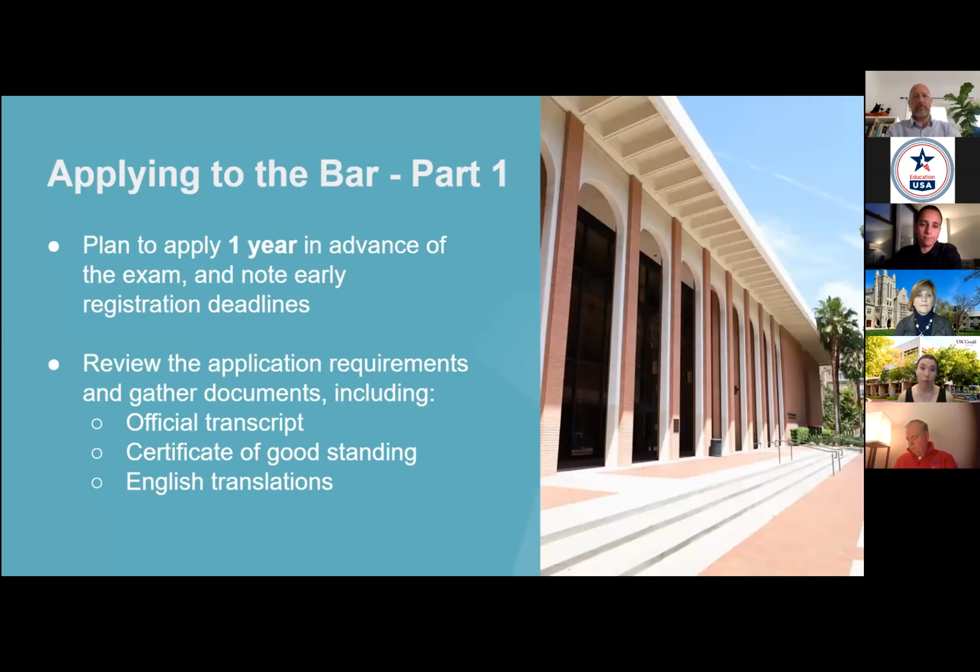If you will be sitting for the bar, we recommend starting your preparations about a year in advance. This gives you time to gather your materials, submit them to the bar, and have them review and confirm your eligibility. The specific process for applying to the bar and registering, again, varies, but most likely you'll have to submit an official transcript from your law school as well as a certificate of good standing if you're licensed to practice, and English translations if the documents are not in English.